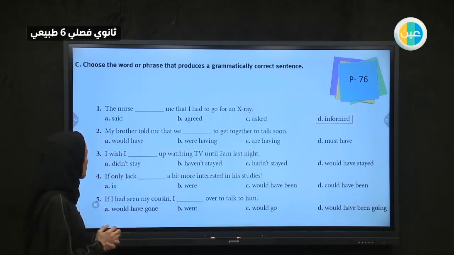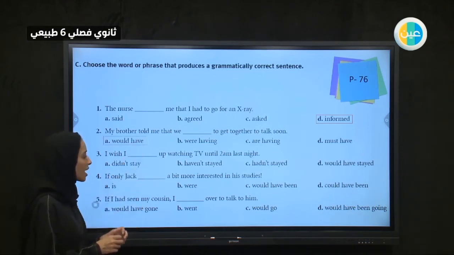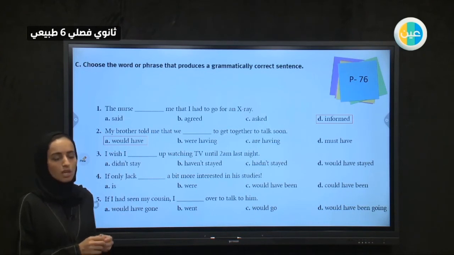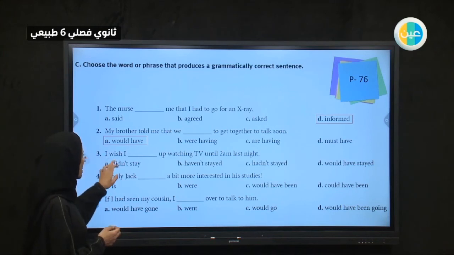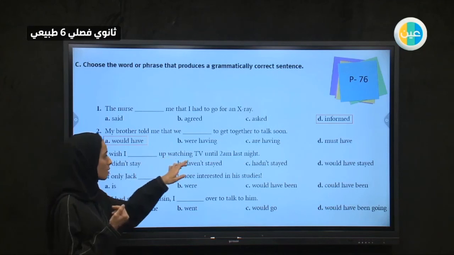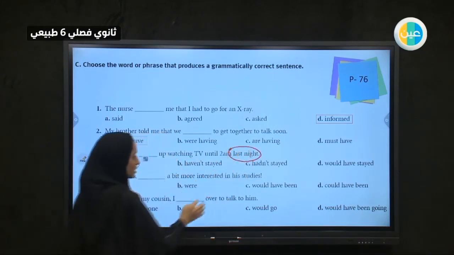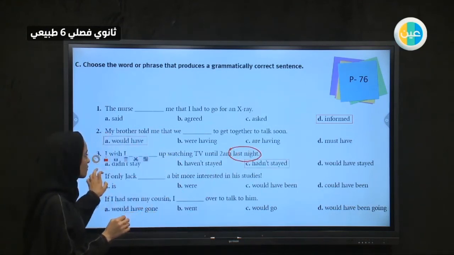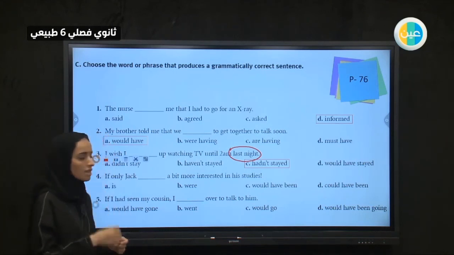Number 2: My brother told me that we to get together to talk soon. What do we use here? He told me that we would. Number 3: I wish. We have a wish here, so we will use past or past perfect. We have the words "last night," so it's a regret. I wish I hadn't stayed up late. He stayed up late, and now he feels sorry that he did.